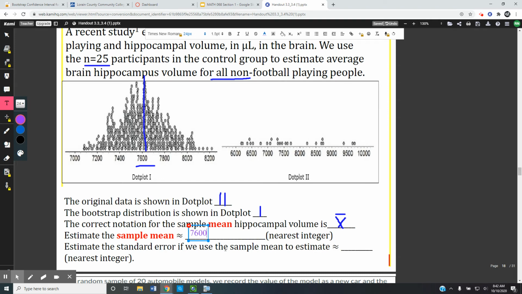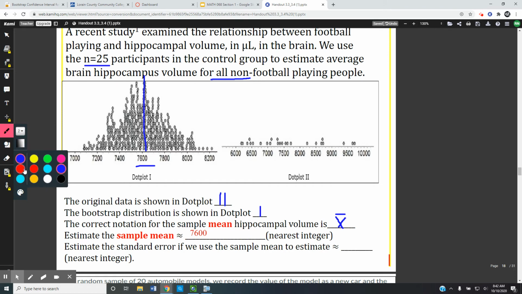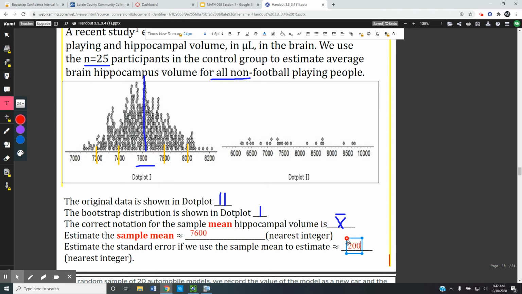Estimate the standard error if we use the sample mean to estimate. Okay, so let me change colors here. Remember, there's 2 standard errors on each side. So if 7,600 is the center, then when I move, let me grab a different color here, this would be 1 standard error, and this would be 2 standard errors. So it looks like I went from 7,600 to 7,800 to 8,000. Same deal going down to 7,400 and down to 7,200. So my best guess at the estimation using an integer is 200.